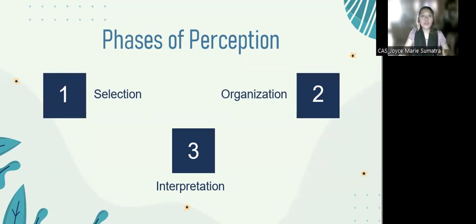Then the following process is the organization phase. So once we know what to perceive, we need to gather the stimuli in groups to give them meaning. So based on my previous example, if you want to listen to the discussion of your teacher, then those words that you heard from your teacher will be put into groups, making them into sentences or a paragraph.